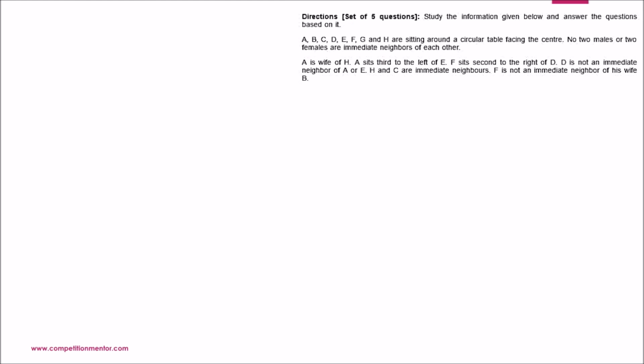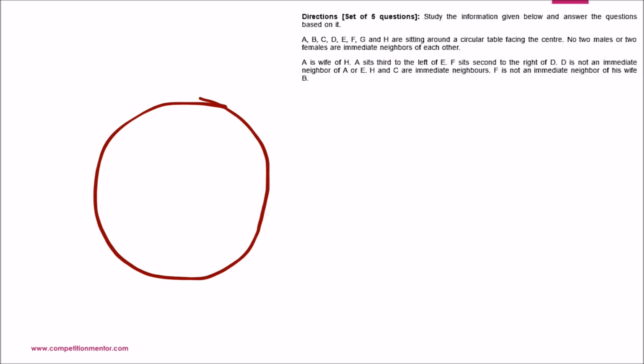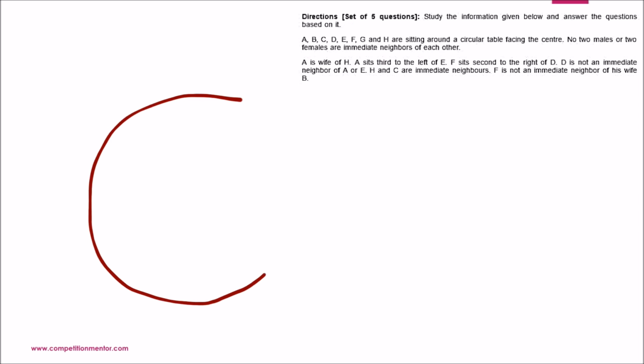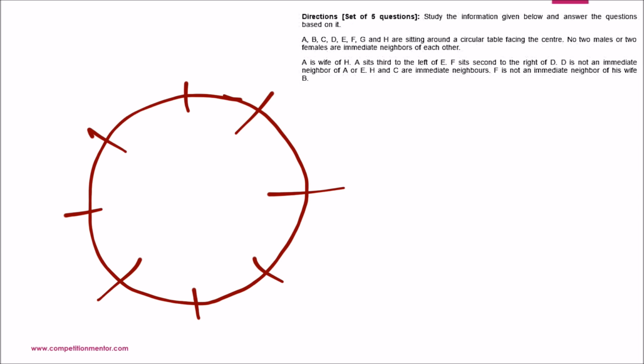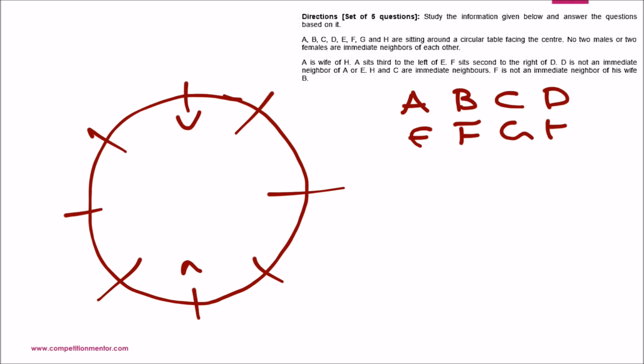Now let's begin. As you can see, there are 8 people and the direction is given. They are facing the center. So I'll quickly draw one circle, and obviously all of them are facing the center, so that is evident. I will indicate only 2 just for indication. Just for the sake, I will write A, B, C, D, E, F, G, H down here. So let's start taking the options.